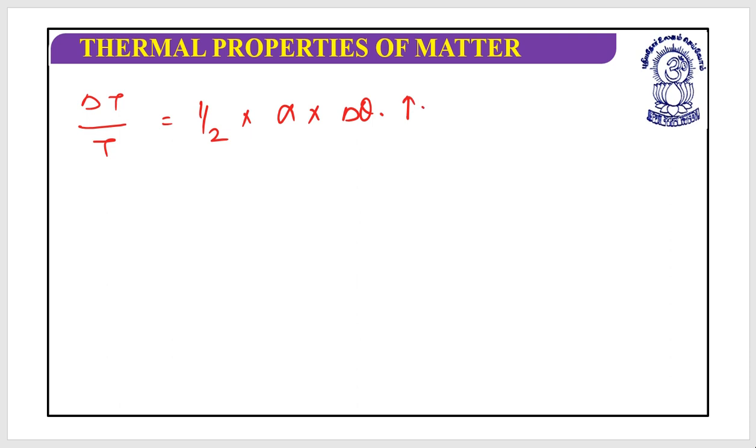I have increased the temperature, so delta theta increases. As you understood, for a particular material, alpha is constant, and half is always a constant. This is total time. Let's suppose for one day, 24 hours is fixed, the number of seconds is fixed, so t is fixed. So what I understand is if delta theta increases, delta t increases.